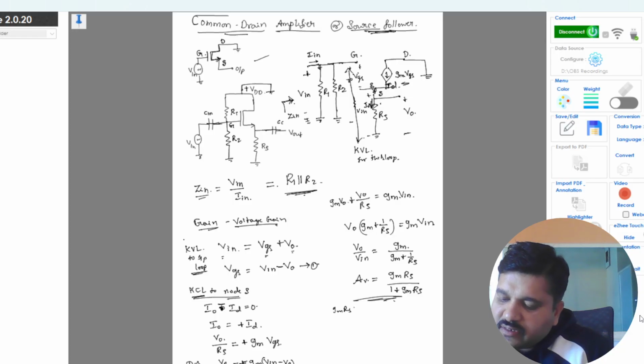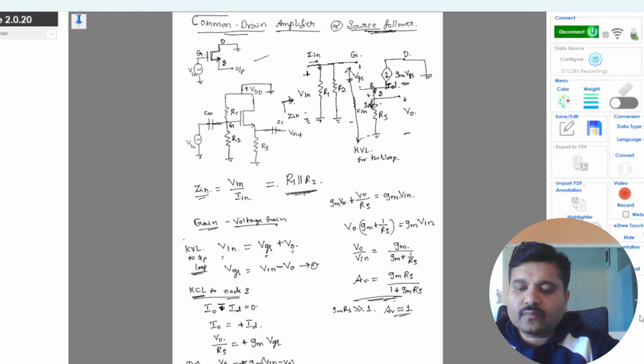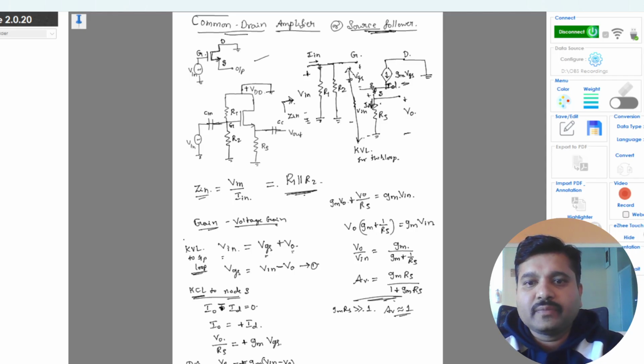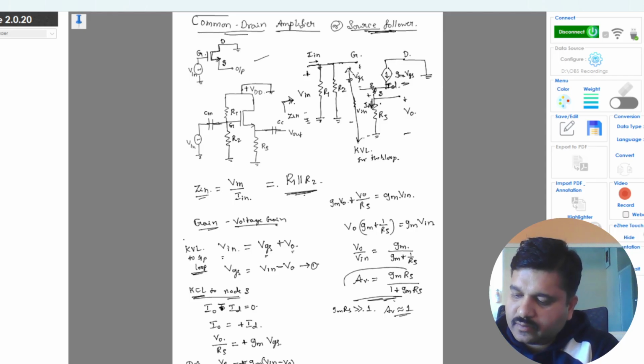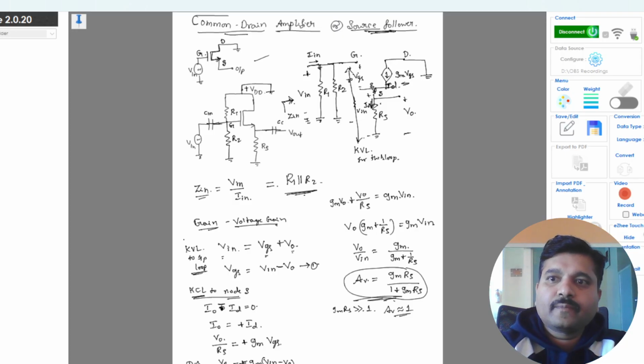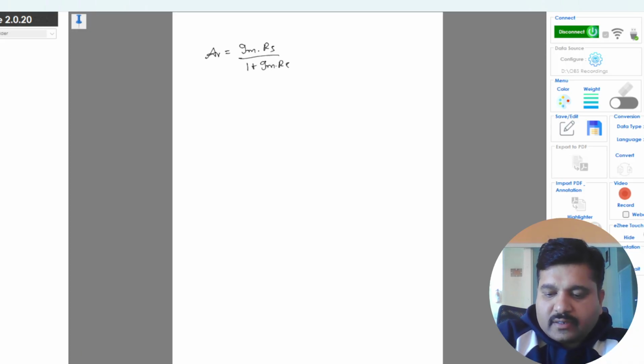Since GM into RS is very large compared to 1, the AV can be theoretically approximated to 1, but practically this will always be less than 1. Okay, so now to determine the output impedance, we will consider this equation. Fine. So AV is equal to GM into RS upon 1 plus GM into RS.